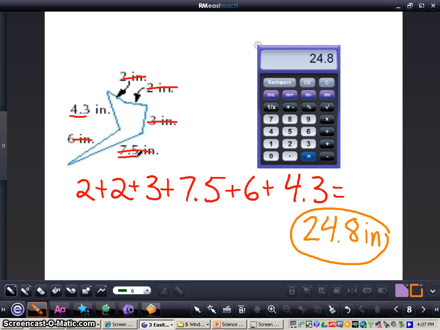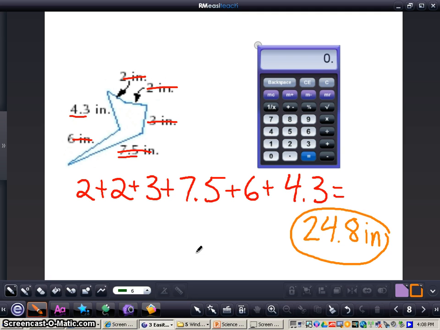And you can see my answer is 24 8/10 inches. Okay, I added all of my measurements on the outside of my irregular polygon together, and I have 24.8 or 24 8/10 of an inch. And that is how you find perimeter of irregular polygons or even regular polygons.